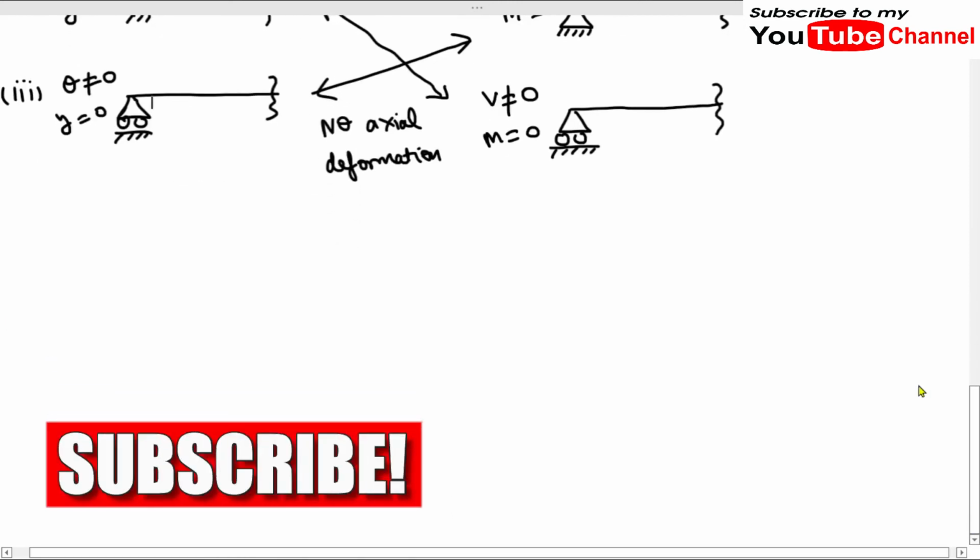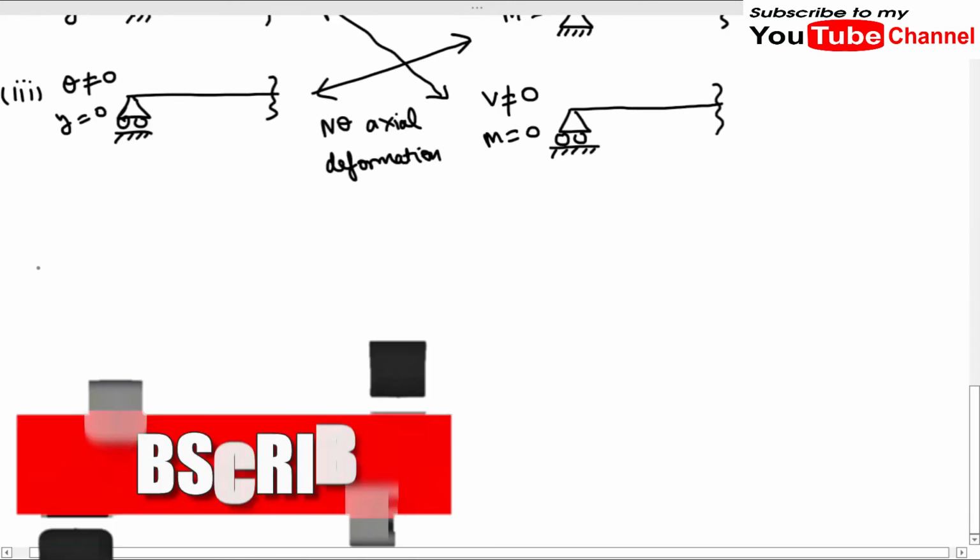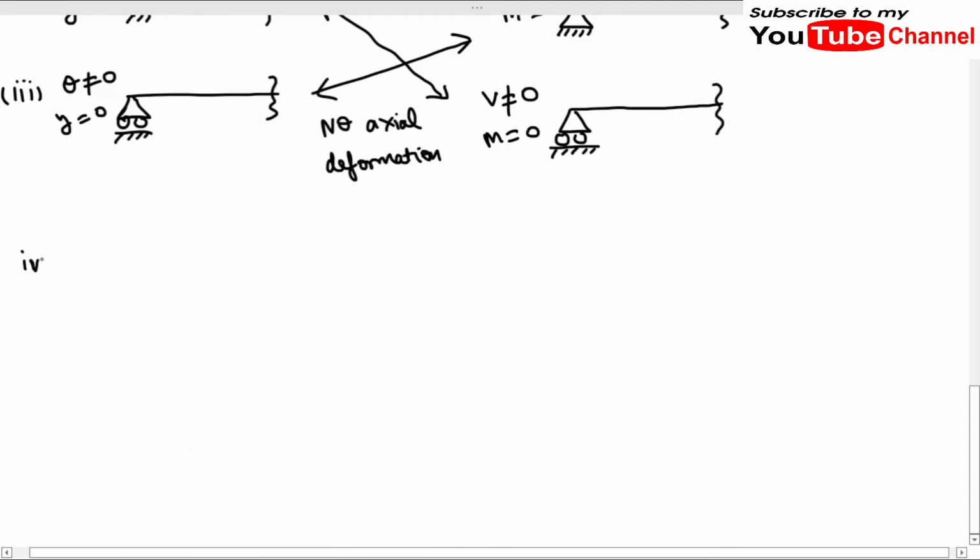Now let me discuss another type of support, which is our free end. If we have a free end, how do we convert it to its conjugate part? At the free end there will be slope, so the slope will not be zero, and there will be deflection, so the deflection will not be zero. Now if I want to convert this into its conjugate beam, what type of support condition satisfies both of these requirements? So we will convert this free end into a fixed support.